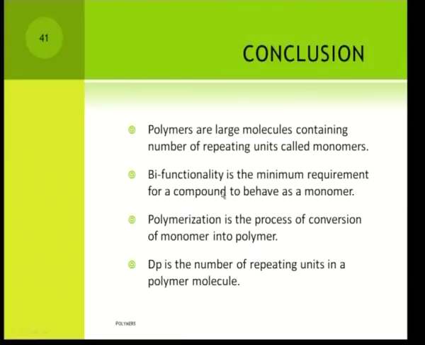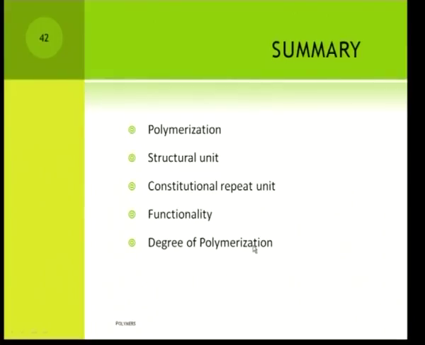Bifunctionality is the minimum qualification or the minimum requirement for any compound to behave as a monomer. Polymerization is the process of conversion of a monomer into a polymer molecule, and dP, the degree of polymerization, represents the number of repeating units in a polymer molecule. So, as a summary, today we have done polymerization, structural unit.